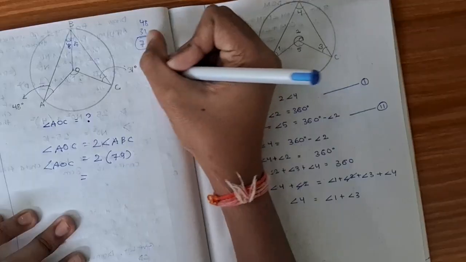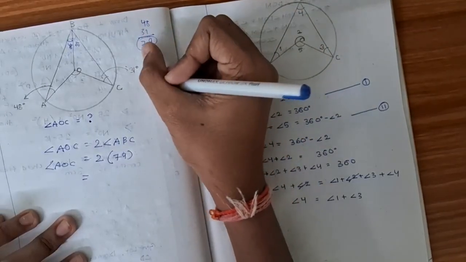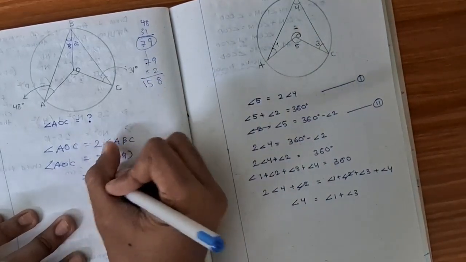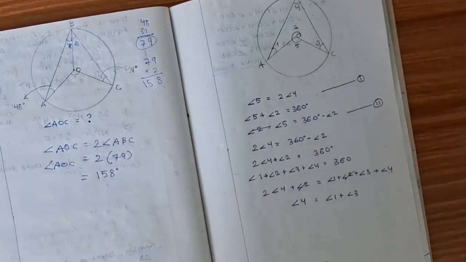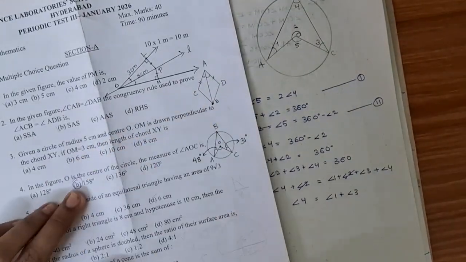So we have to multiply 79 by 2. 9 2s are 18, 7 2s are 14, plus 1 is 15, 158. The answer is 158 degrees. And this right here is the answer.